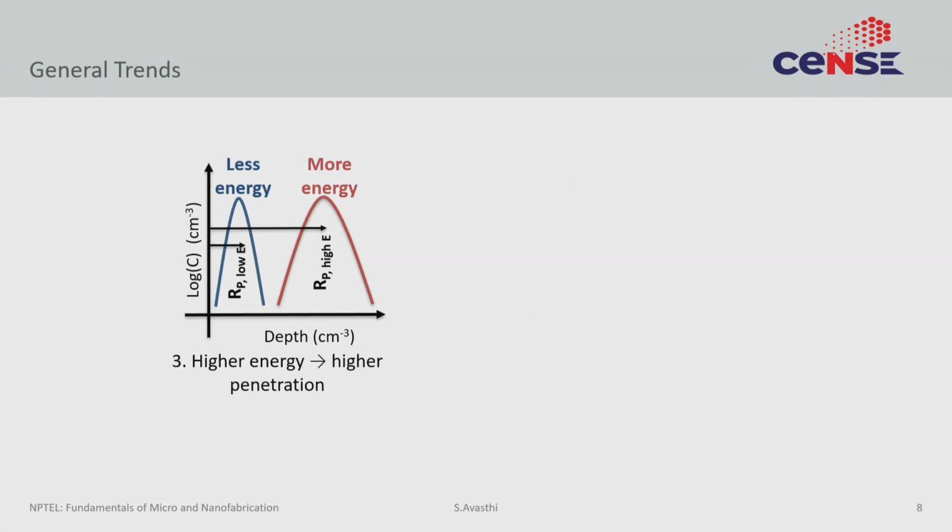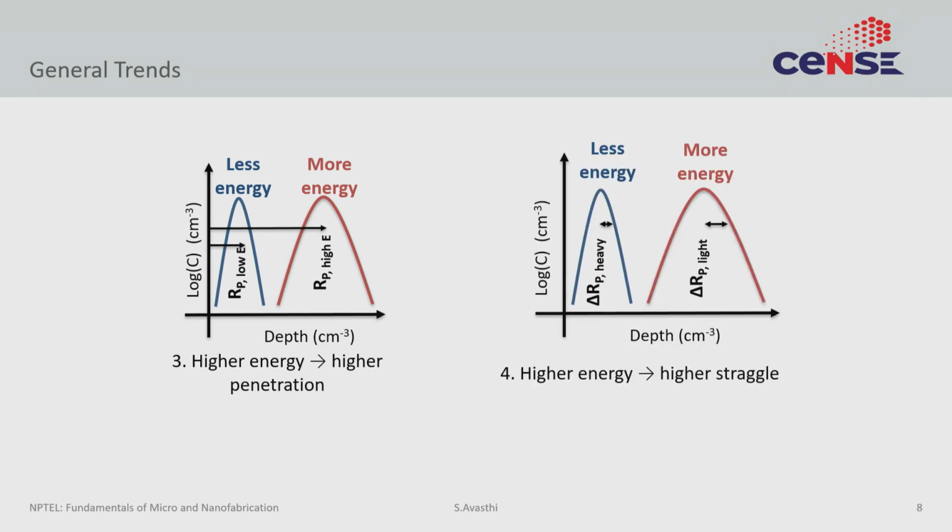Similarly with energy, if you are coming with a lot of energy for the same ion, you will have higher straggle. If you are coming with less energy for the same ion, you will have lower straggle. And similarly, if you are coming with more energy for the same ion, you will have more penetration, and if you have less energy for the same ion, you will have less penetration.